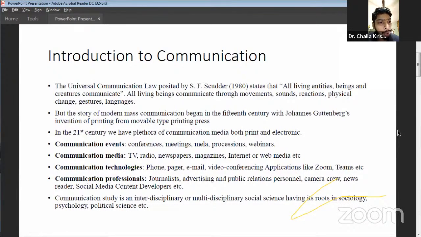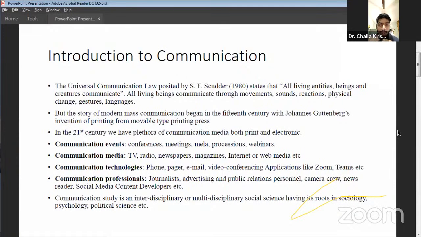But the story of modern mass communication began in the 15th century. In the history of journalism, you have Johannes Gutenberg, who invented the movable printing press. With the invention of the movable printing press, modern mass communication began. The printing started, and that's when you started getting books, journals, newspapers, etc. In the 21st century, we have a plethora of communication media, both print and electronic.